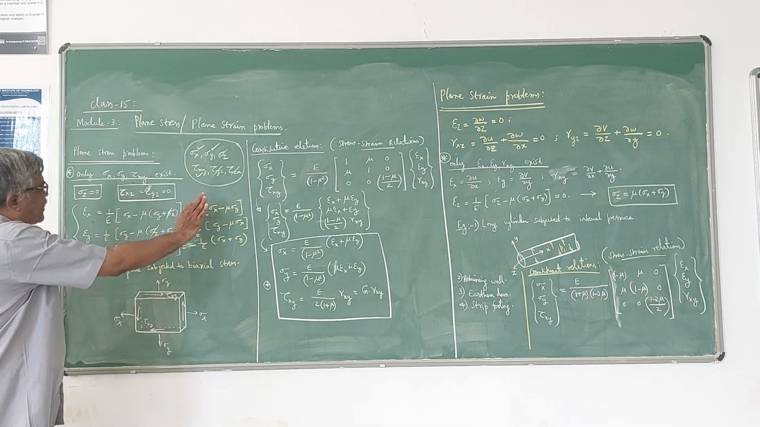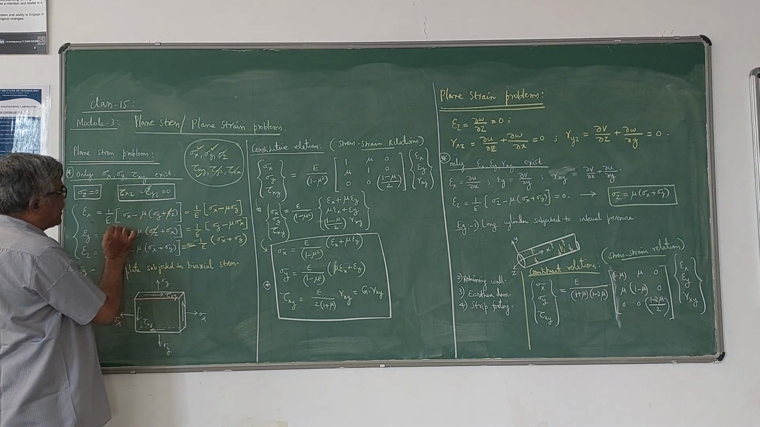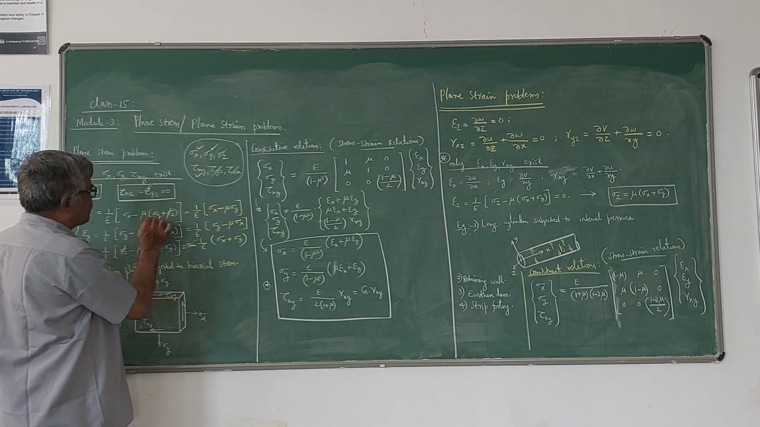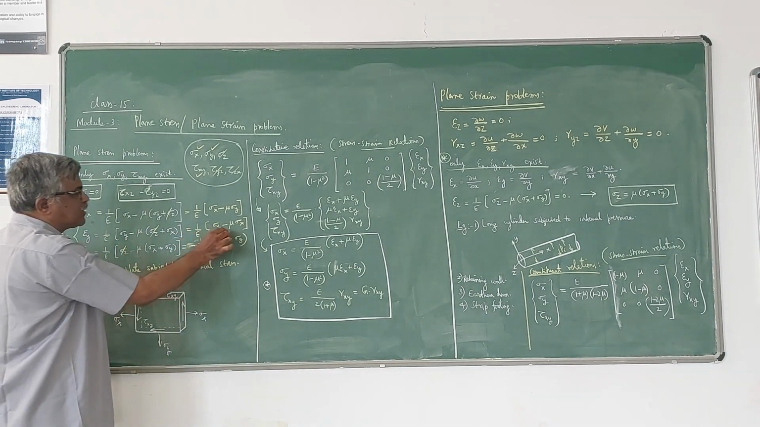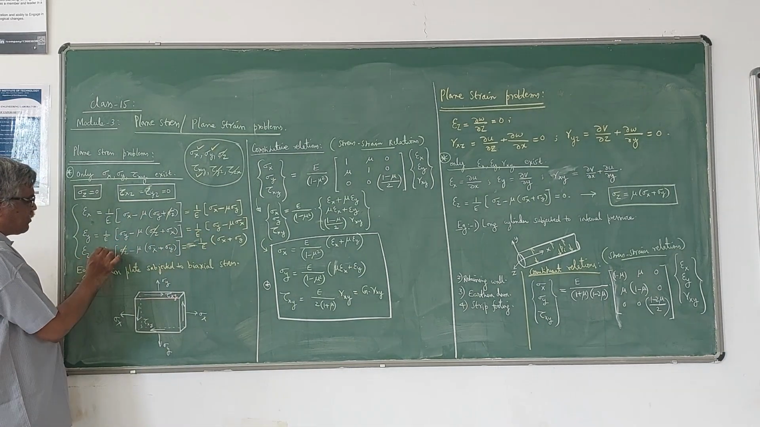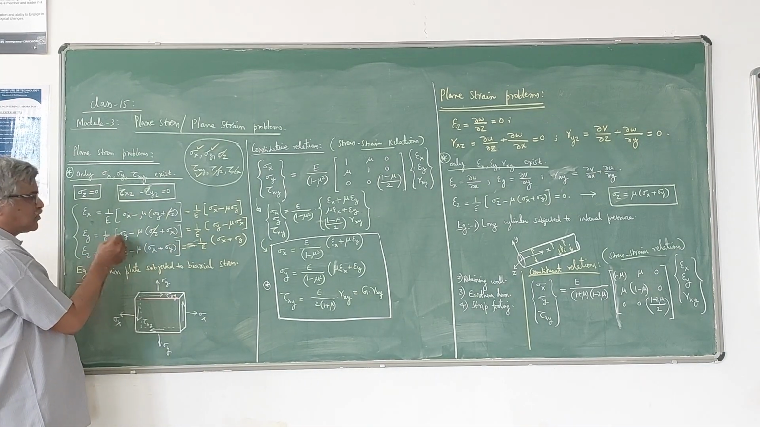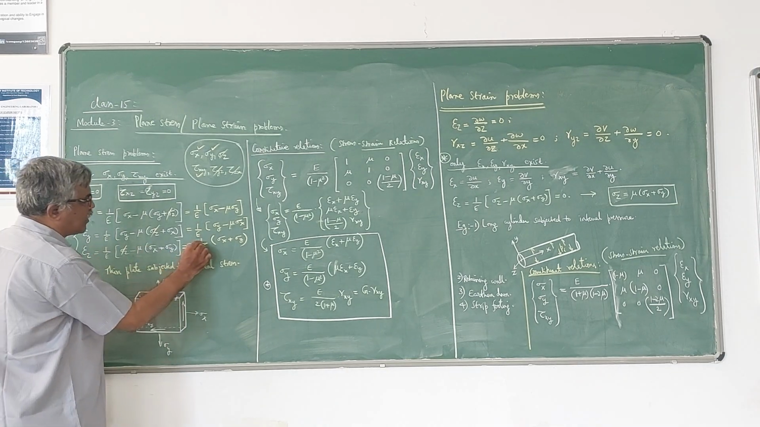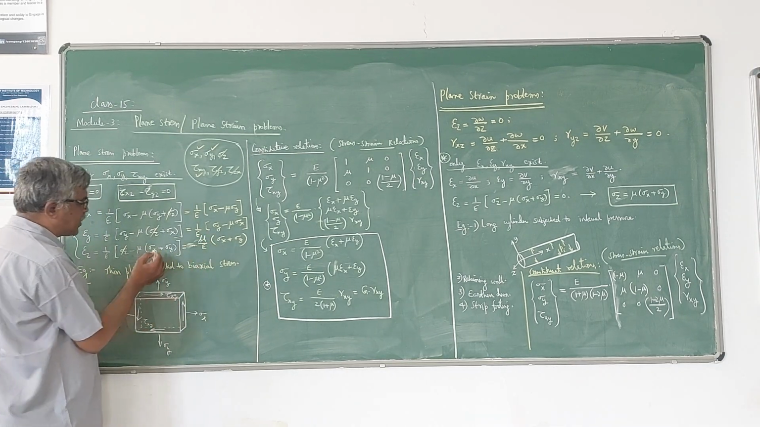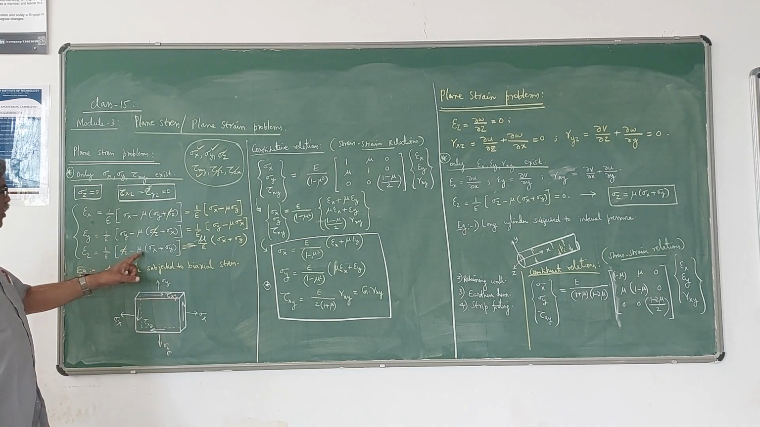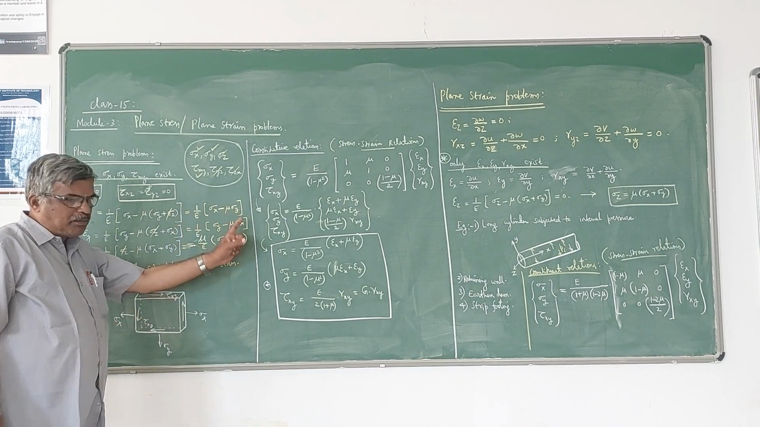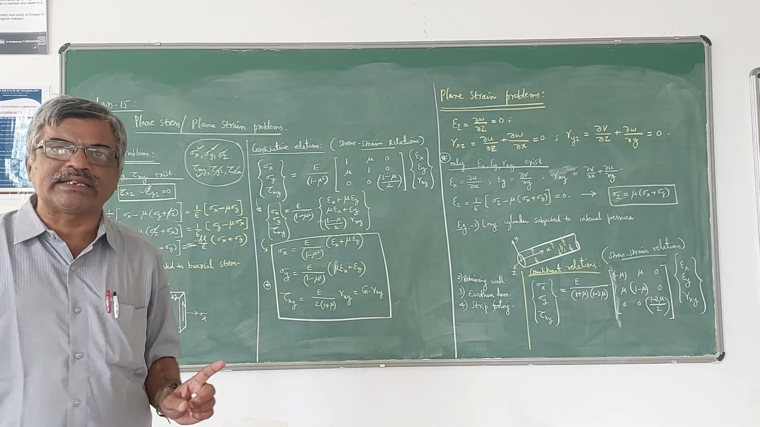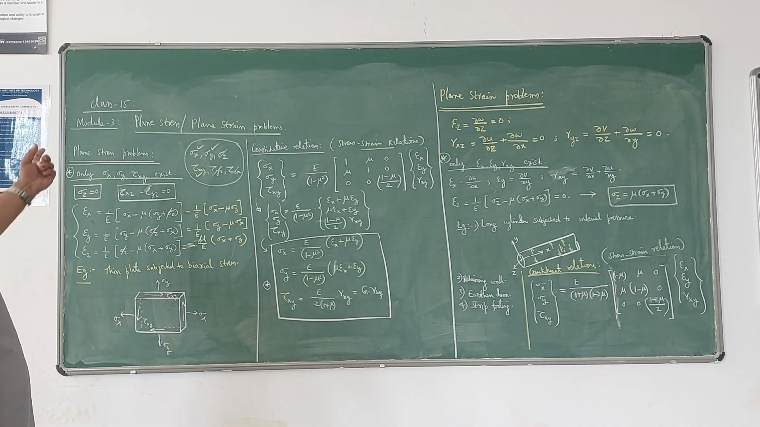If you simplify that, epsilon x will be 1 by E into sigma x minus mu times sigma y. Epsilon y will be 1 by E into sigma y minus mu times sigma x. And epsilon z will be minus 1 by E, this minus goes outside, you can take that mu outside. So minus mu by E into sigma x plus sigma y. These are the simplified strain components in the case of the plane stress problem.